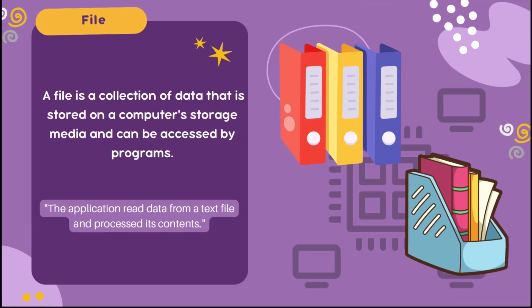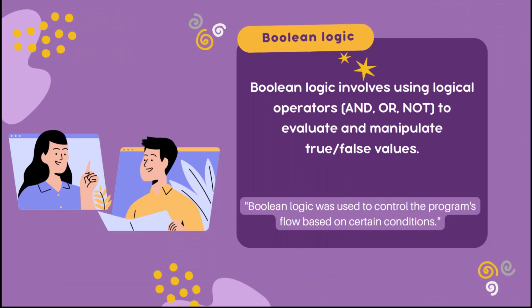File. A file is a collection of data that is stored on a computer storage media and can be accessed by programs. Example: the application read data from a text file and processed its contents. Boolean logic. Boolean logic involves using logical operators (and, or, not) to evaluate and manipulate true/false values. Example: Boolean logic was used to control the program's flow based on certain conditions.